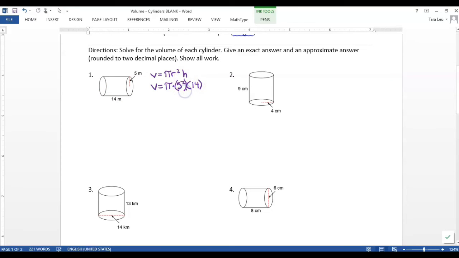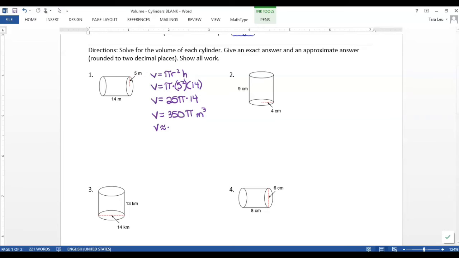Okay, so now all we're going to do is just simplify this. So 5 squared is 25 pi times 14, which means that the exact answer is going to be 25 times 14 is 350. So the exact volume of this cylinder is 350 pi, and the units are meters, and since this is volume, it's meters cubed. That's the exact answer. To get the approximate answer, we're going to actually plug pi into the calculator.